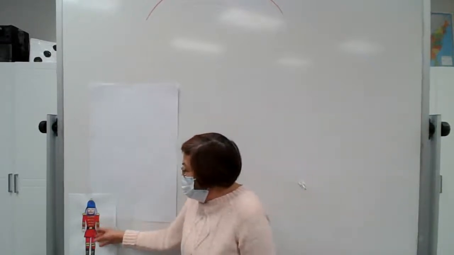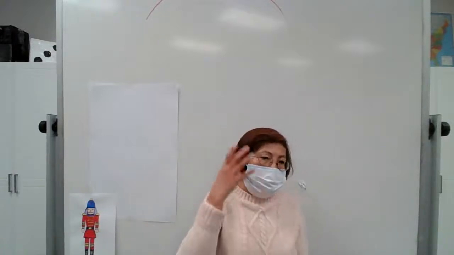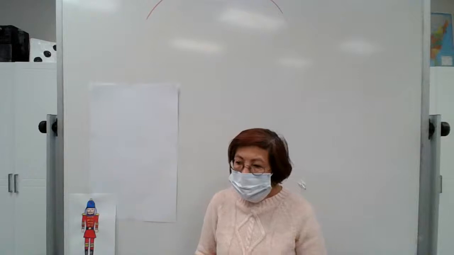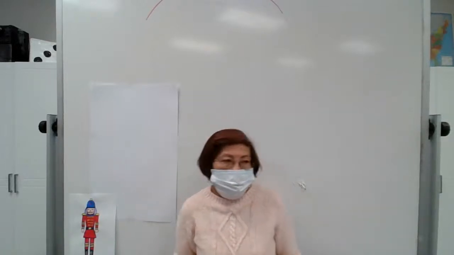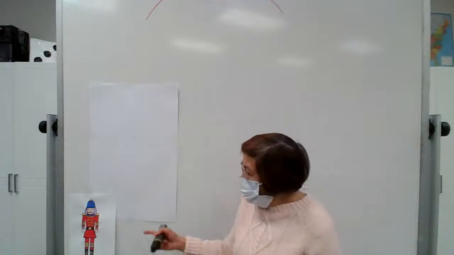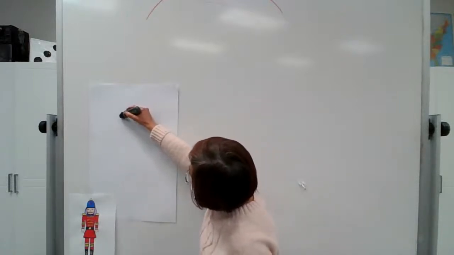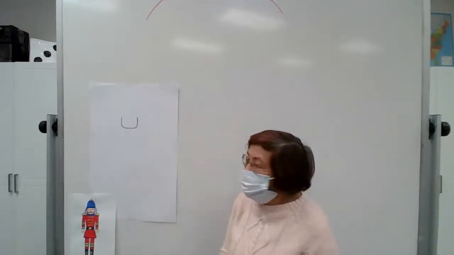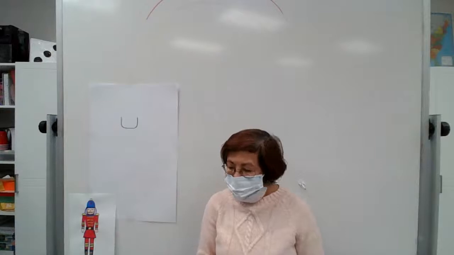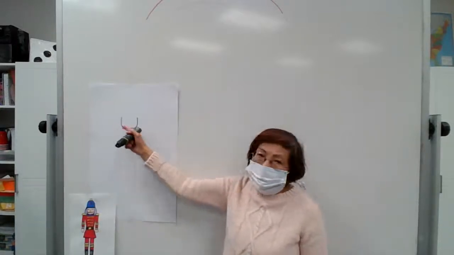So the nutcracker, everybody will start with the head first, okay? So everybody have your paper and your pencil? Okay, you did. Okay, so let's see. We will start from here. We just draw it right there. So we just start with just like a square thing, okay?